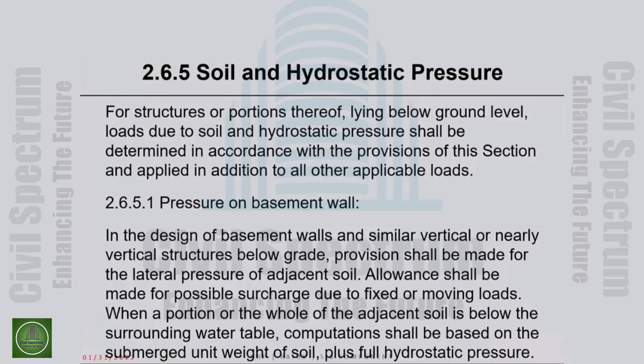Allowance shall be made for possible surcharge due to fixed or moving loads. So you store a lot of material on the site. That itself is like added head of water, and that needs to be considered. So allowance shall be made for possible surcharge due to fixed or moving loads. When a portion or the whole of the adjacent soil is below the surrounding water table, computation shall be based on the submerged unit weight of soil plus full hydrostatic pressure.